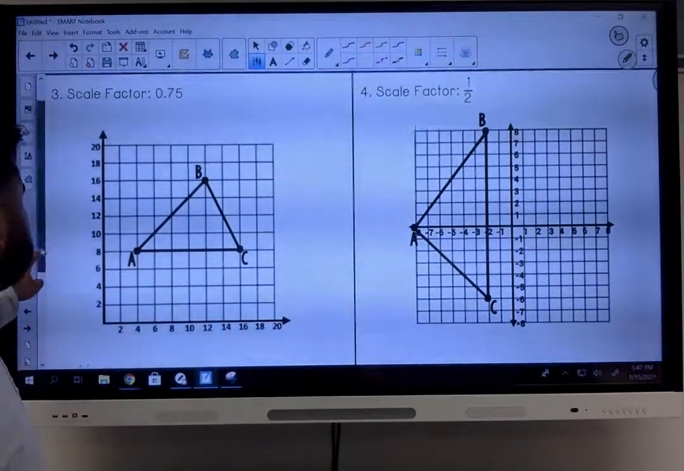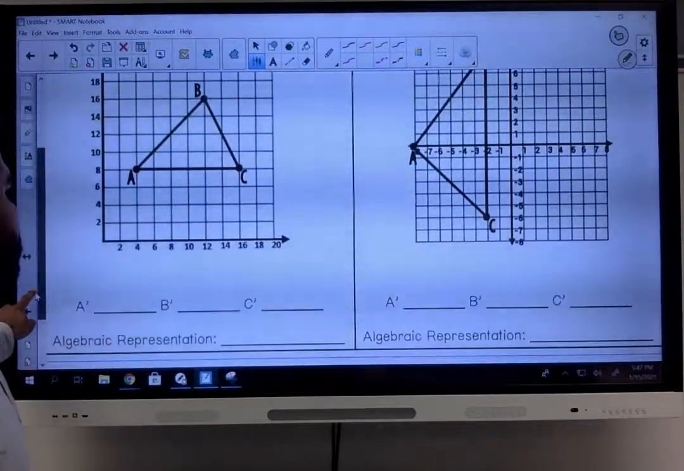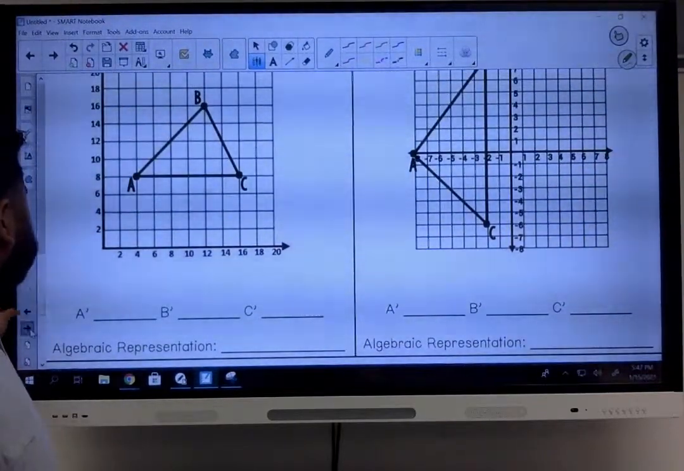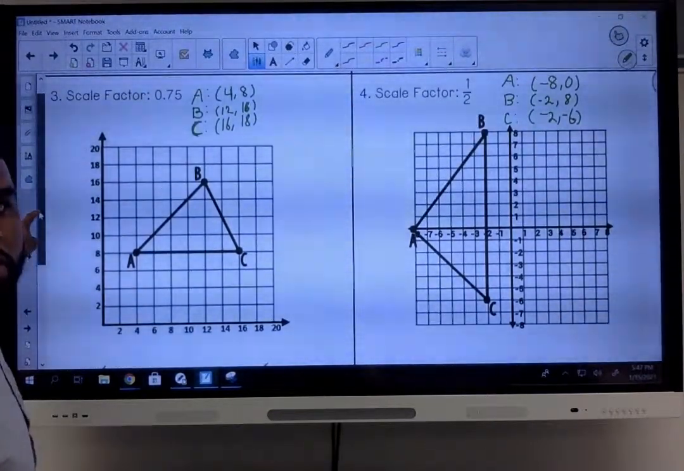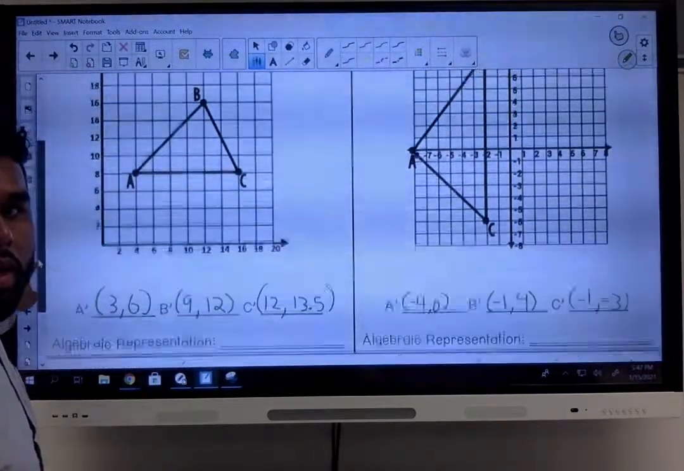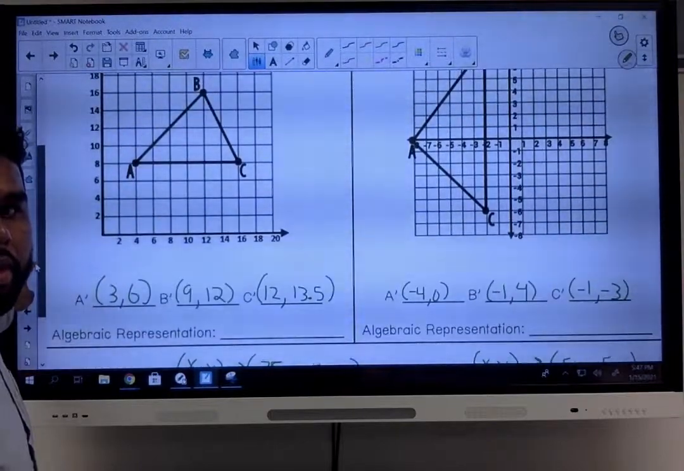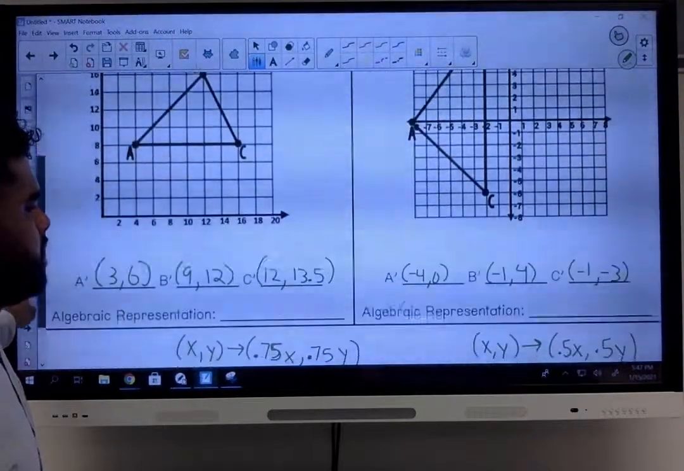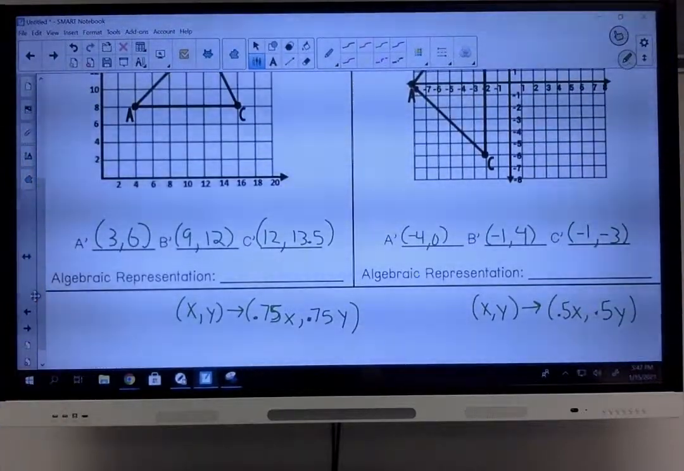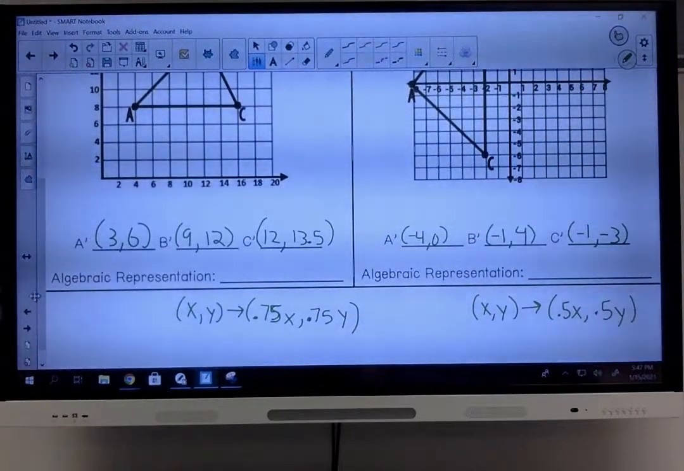Okay, scroll down. And here are the answers for 3 and 4. Those are A, B, and C. Then if you scroll down, you're going to get these values. The algebraic representation is right there. So double check your work to see if you're correct.